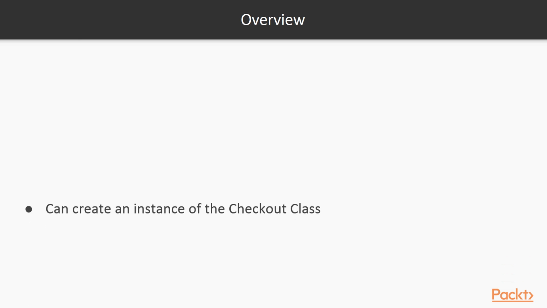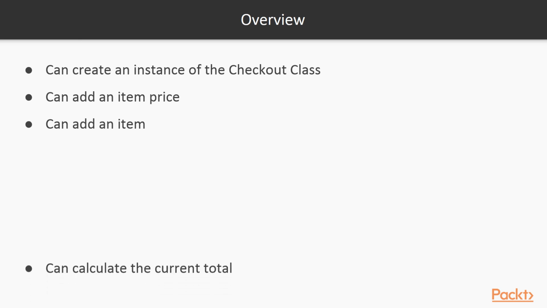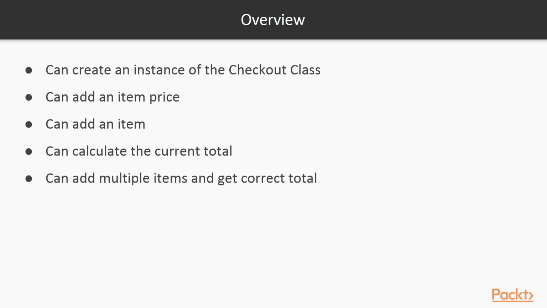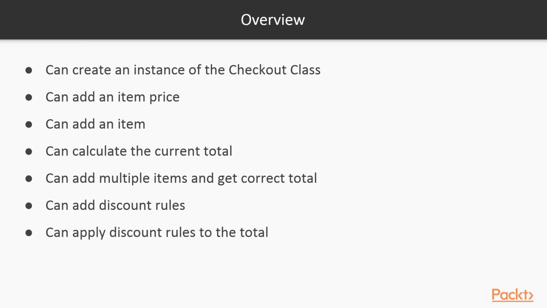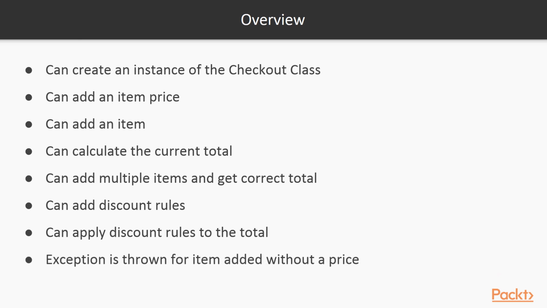with TDD. The first and simplest test case is for creating an instance of the checkout class. Next is the ability to add an item price, then adding an individual item to the list of checkout items, then calculating the current total, then adding multiple items and getting the correct total. Then the class needs the ability to add discount rules. Then the class needs to be able to apply the discount rules when calculating the total. And lastly, the class needs to throw an exception when an item is added that doesn't have a defined price.